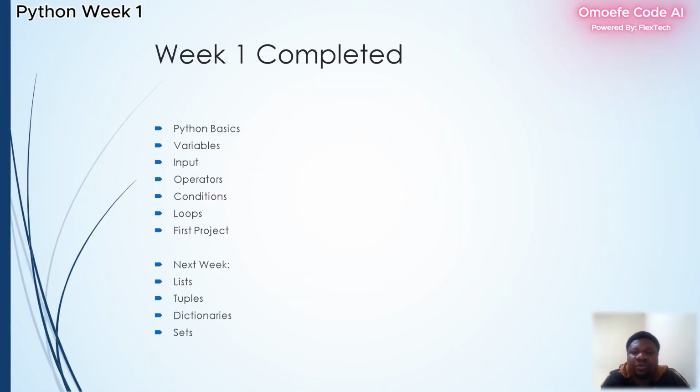Congratulations. You have completed week 1 of Python for AI engineering. You now understand foundational concepts that every Python developer, software engineer, data engineer, machine learning engineer, and AI engineer must know. In week 2, we will learn how to manage collections of data using list, tuple, dictionaries, and sets. These concepts are heavily used in AI, machine learning, and enterprise applications.